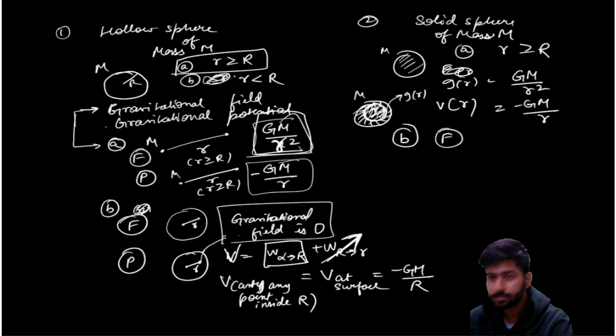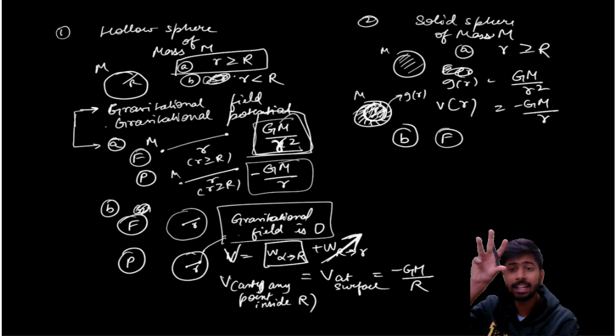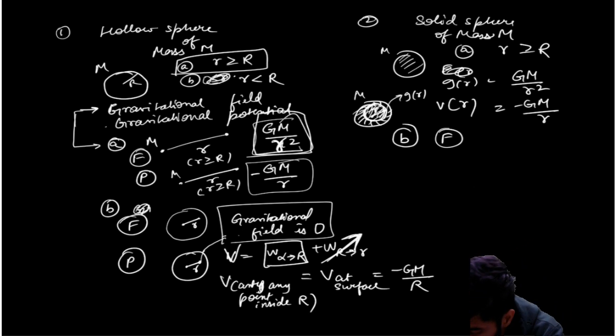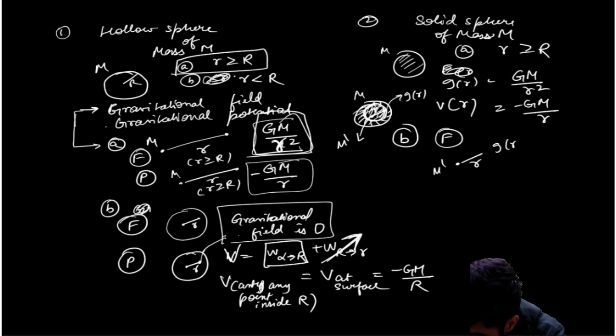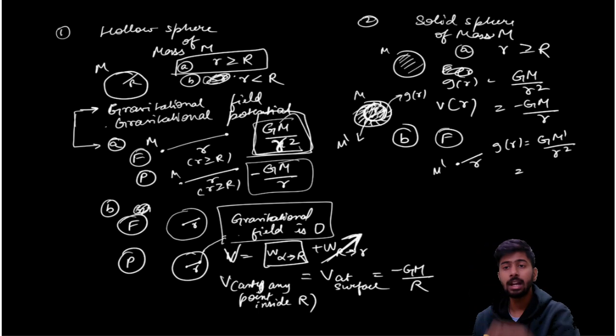So that inner mass I can assume to be at the center, and let this inner mass be M dash. So you can assume M dash to be at the center, and then at a distance r, you need to find the gravitational field. So g at a distance r is G M dash by r square. And what is M dash?